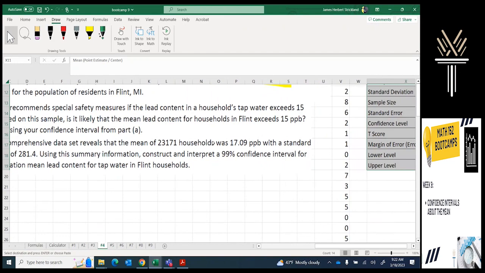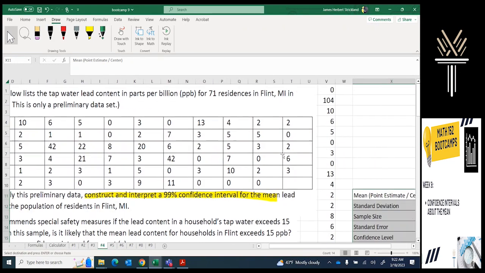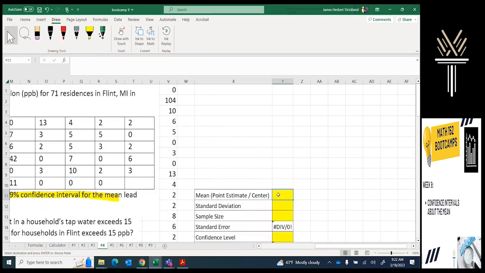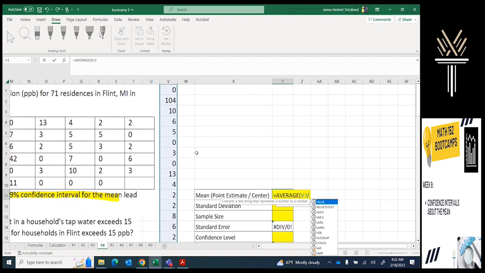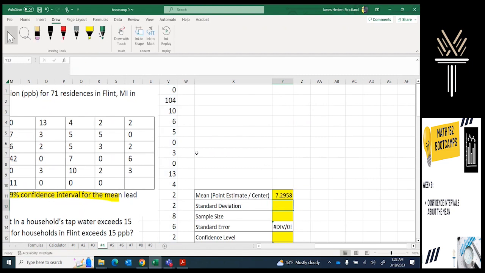Great. And once again, we're not given in the problem the mean or deviation, so we need to calculate it. But that's easy enough. That's equals average. Click on the column or highlight your data, however you like to do it, and get your average. Standard deviation, that's the STDEV.S. Parentheses, click the column, get your data, boom.